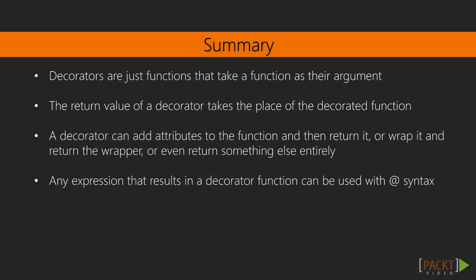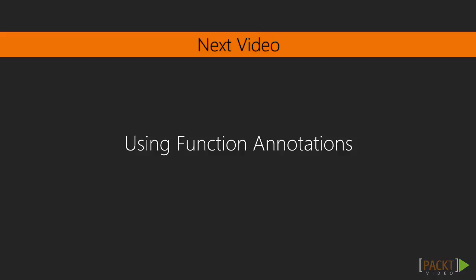So decorators are just functions that take a function as their argument and return a function, or generally a function. The return value of a decorator takes the place of the decorated function, which is why the return value usually is a function. A decorator can add attributes to a function and return it, or wrap it and then return the wrapper, or even return something else entirely. Any expression that produces a decorator as its result value can be used with the @ syntax. So that's how to use function decorators, and a taste of the sorts of things we can do with them. In the next video, we'll take a look at another programmable syntax feature of Python that meshes nicely with function decorators.